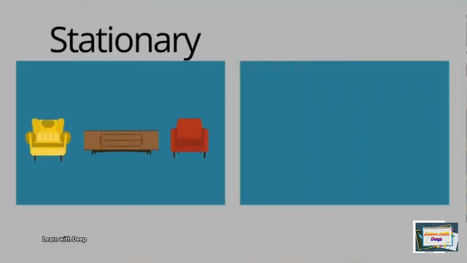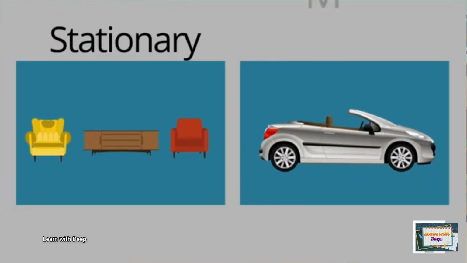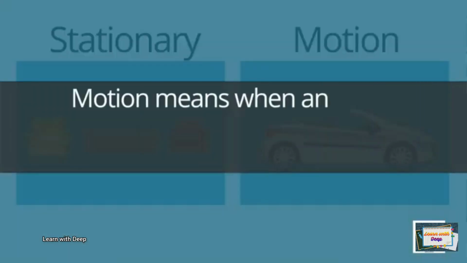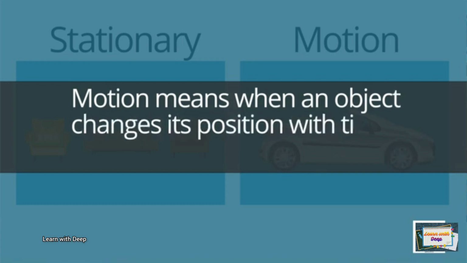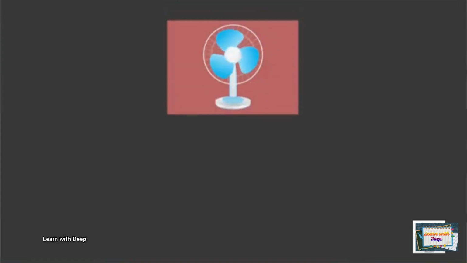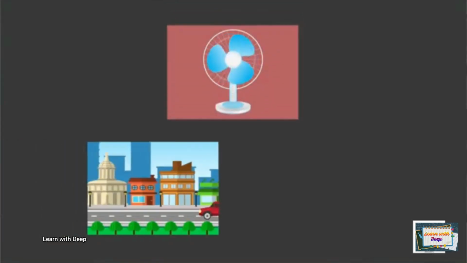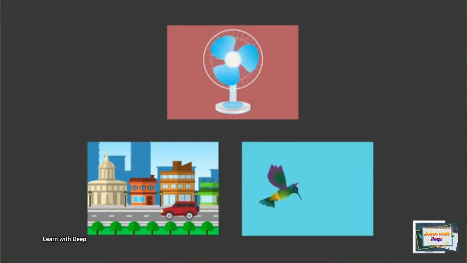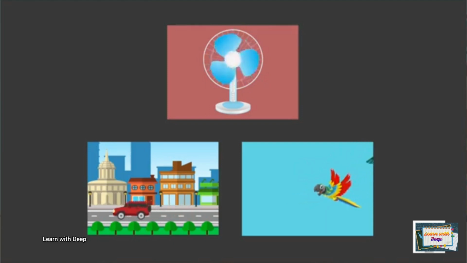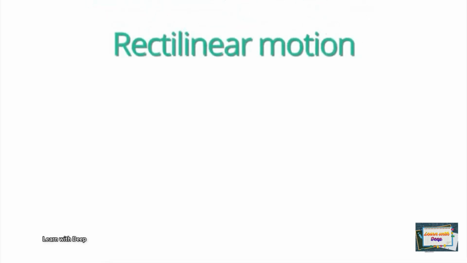We see many things around us. Some are stationary, whereas some objects are in motion. Motion means when an object changes its position with time, we say that it is in motion. For example, a table fan, a moving car, and a flying bird. Motion can be of various types. The first type of motion we are going to discuss here is rectilinear motion.